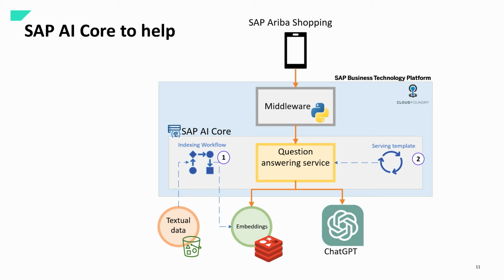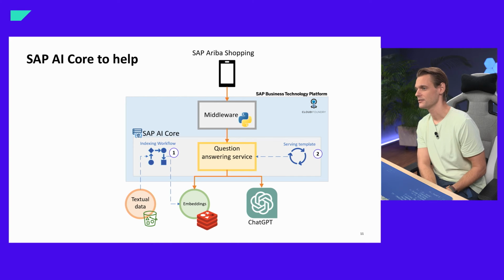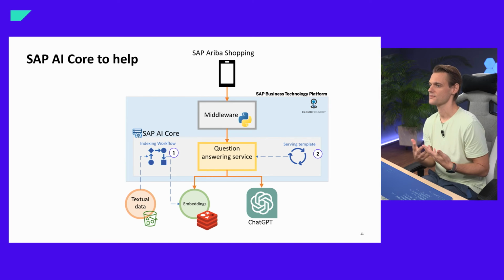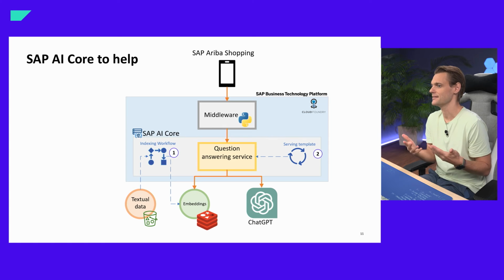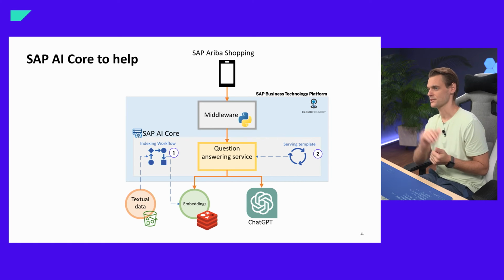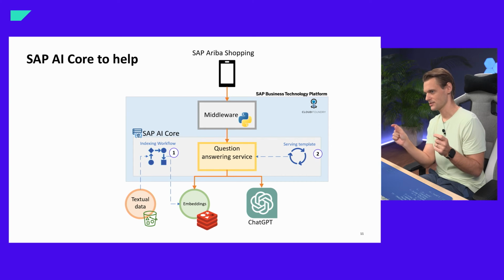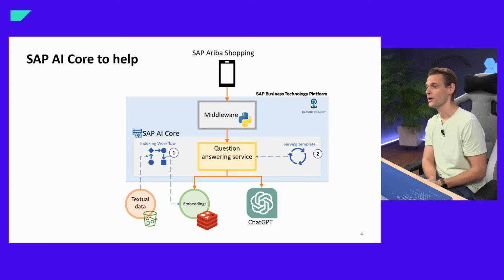Then the second step is there's a serving template as well, a YAML file. You as a developer simply say, okay, insert the URL for the ChatGPT and other metadata, and out of this, SAP AI Core creates a question answering service, basically an API, which is then running on BTP in Cloud Foundry, and our middleware, what I mentioned before, the Python middleware, can talk to it. And that's the connection then as well to ChatGPT. Why do we have the middleware?